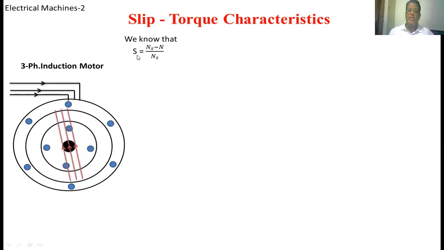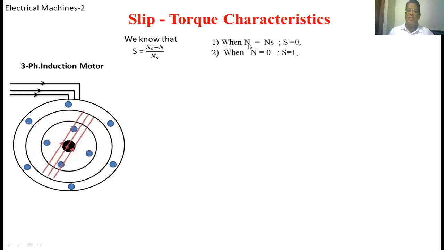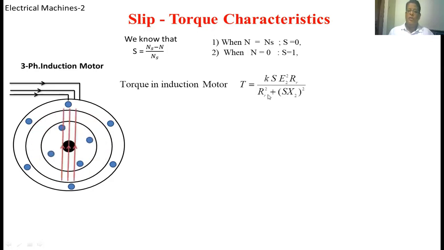Now here we have taken S equal to (Ns minus N) by Ns. When N equals Ns, that is, when the speed of the induction motor equals synchronous speed, which actually does not happen, the slip of the induction motor becomes 0 from this formula. When N equals 0, the slip of the induction motor equals 1. As the speed of the induction motor changes, the slip changes between 0 and 1. Now we take the torque developed in the induction motor, T equal to K into S into E2 square R2 divided by R2 square plus (S into X2) whole square.